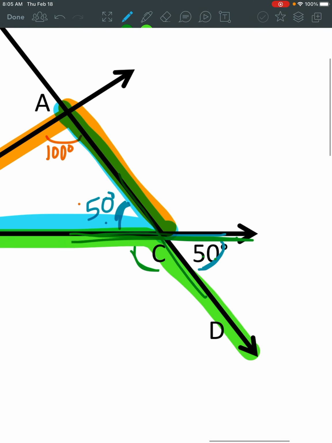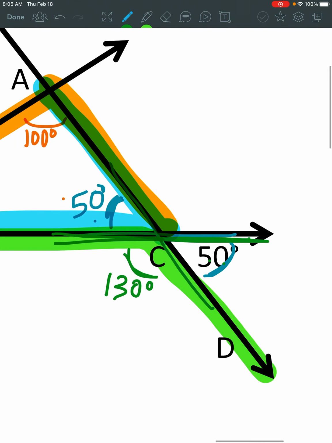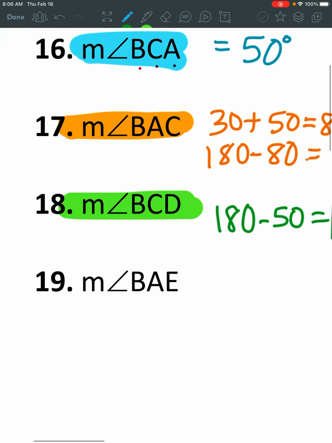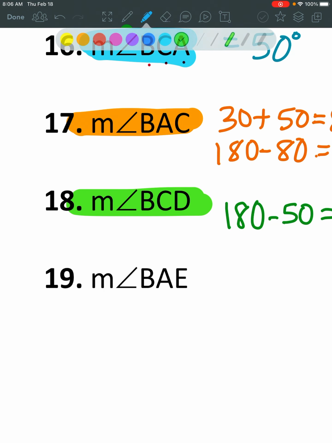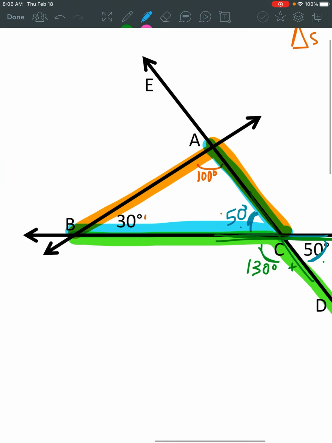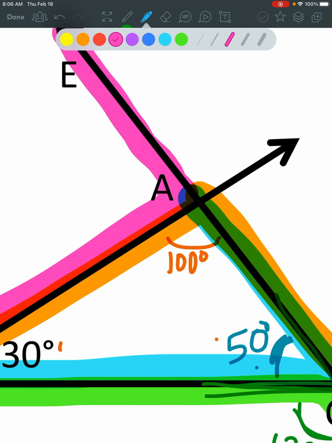All right, straight lines are always 180. So the only way C would work out is if we add those two angles together to get 180. And last one, angle BAE. So let's go over here, and again, these are going to overlap, so I'm trying to stay on one side of it. BAE. So again, look what's happening here.